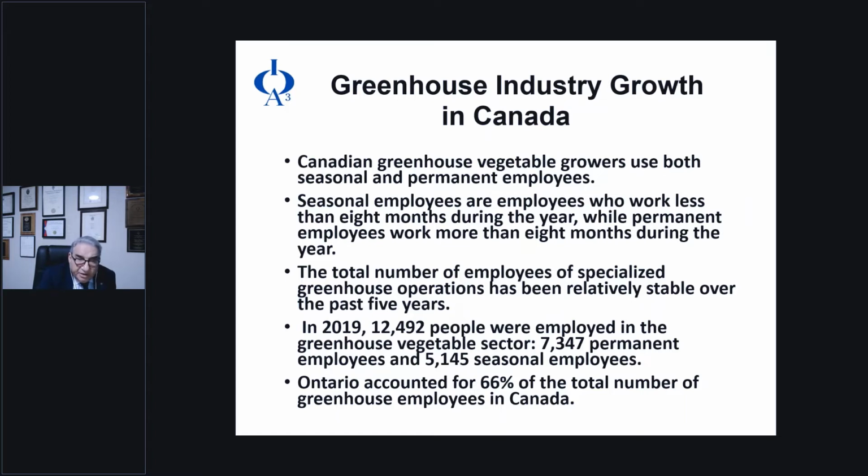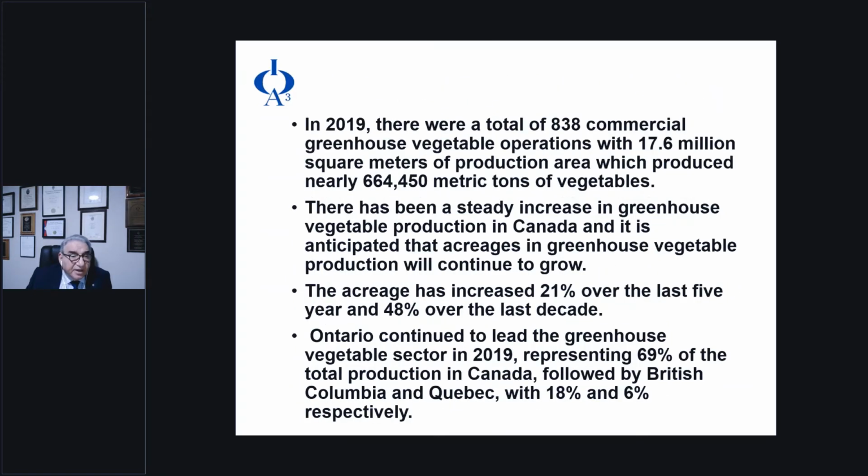Basically, seasonal employees work certain times of the year, not full time. Currently, as of 2019, according to statistics, 12,492 people are employed by the greenhouse industry. 7,347 are permanent, and the seasonal employees are 5,145. Ontario is the biggest province in Canada, with about 14 million population, and accounts for about 66% of the total number of greenhouse employees in Canada.